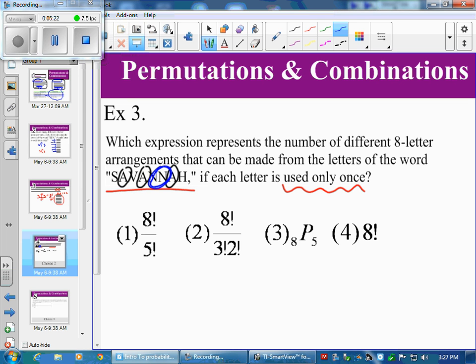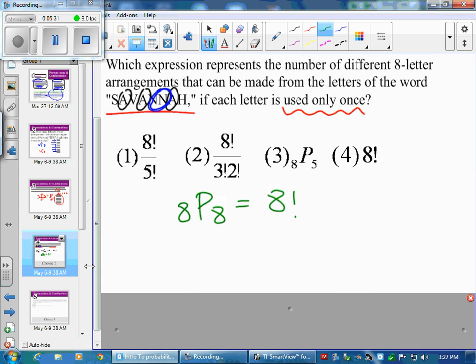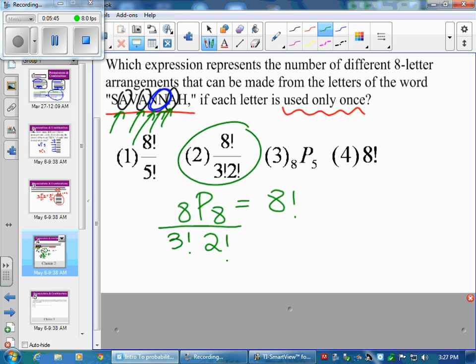Since there are 8 letters, I would start by doing either 8P8, which is technically 8 factorial, but because I have some repetitions, I would first need to divide by 3 factorial. That's taking into account my repeated A's. And then 2 factorial takes into account my double N. So this would be equal to choice 2. When you have more than one repeated letter, you multiply the repetitions, so this would be divided by 3 factorial times 2 factorial.